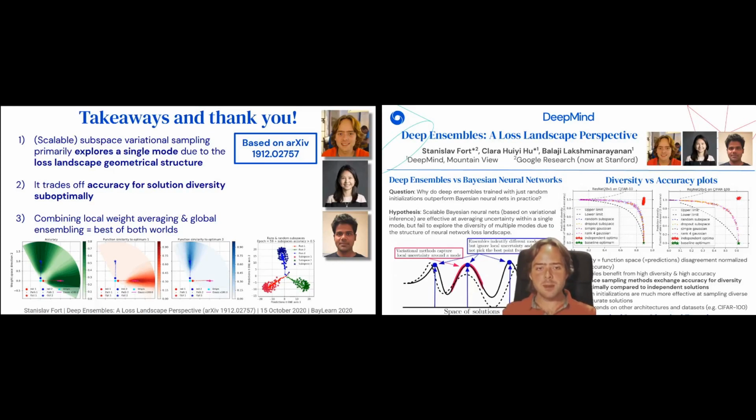In summary, scalable subspace variational sampling primarily explores a single mode due to loss landscape geometrical structure that constrains it. It trades off accuracy for solution diversity suboptimally as compared to vanilla ensembles. Combining local weight averaging and global ensembling actually provides the best of both worlds.